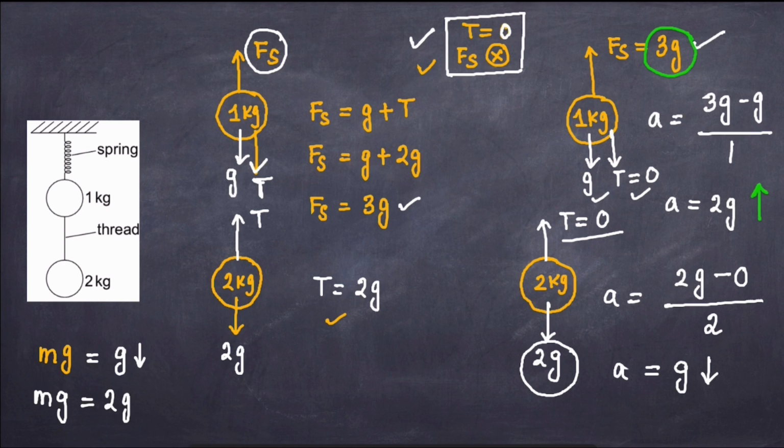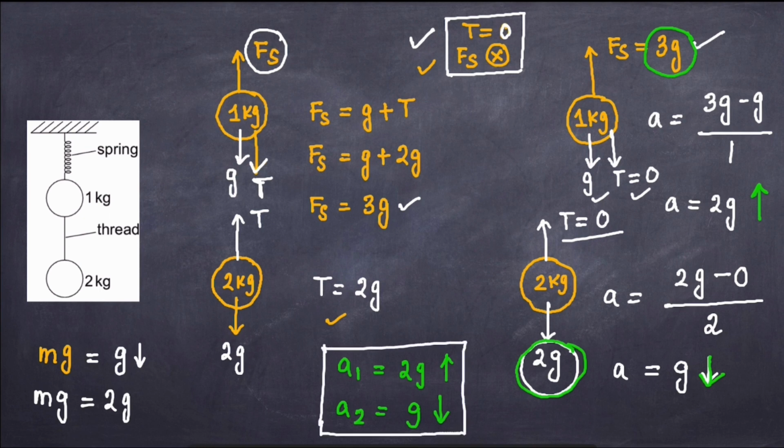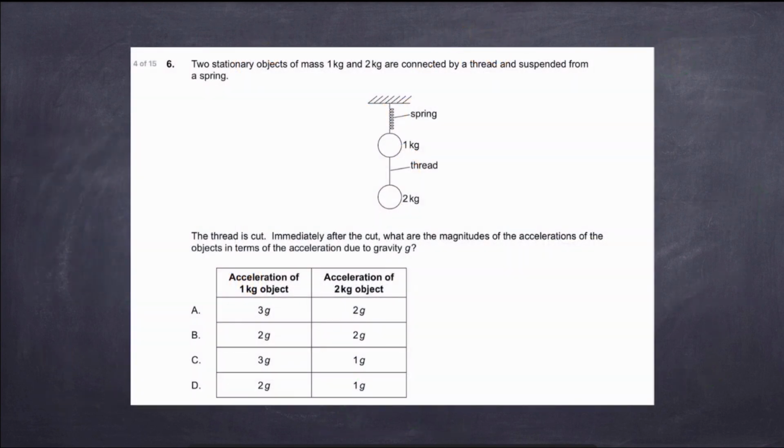And the acceleration of the 2 kg block will be G downward. Why G downward? We have a greater force in the downward direction, right? So the acceleration of the 1 kg block will be 2G upward, and the acceleration of the 2 kg block will be G downward. So this is the correct answer. The correct option to your question number 6 will be option D.